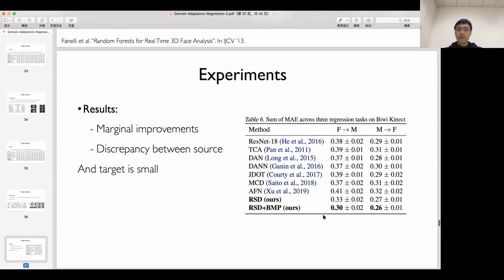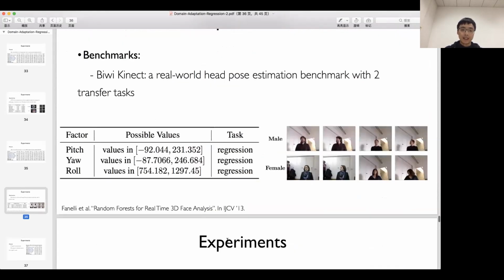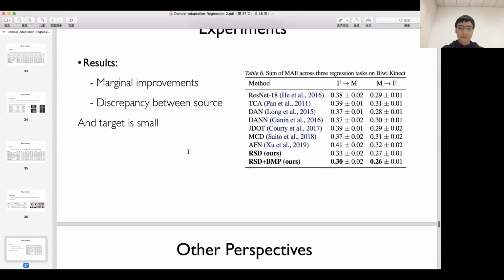So in these experiments, we found that our method leads to marginal improvements. We think it may be because the two domains are not very far away from each other, because male and female are not very different in these three tasks. So the discrepancy between source and target is very small. So transfer learning does not work well in this data set, I think.